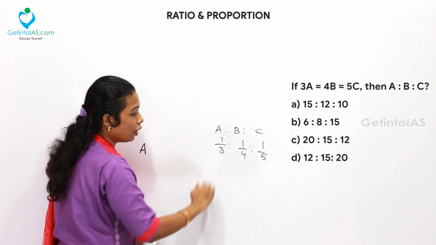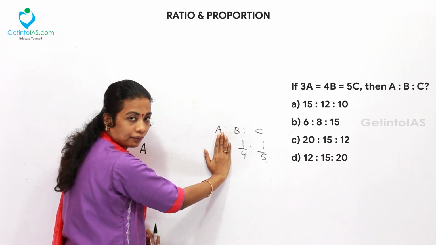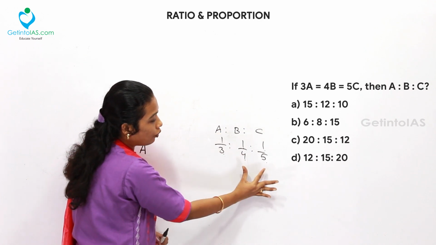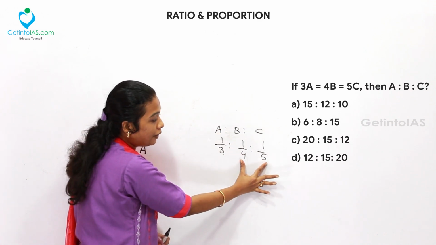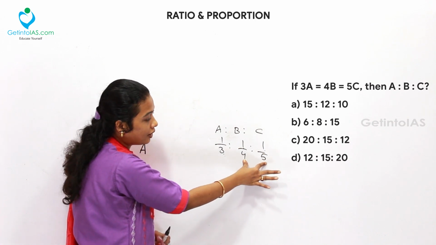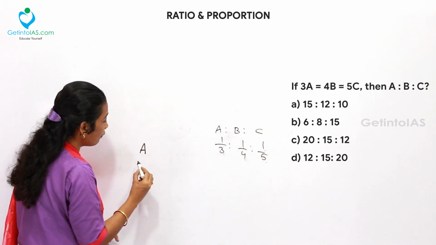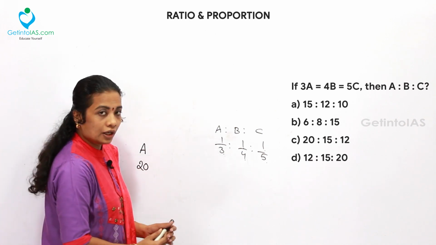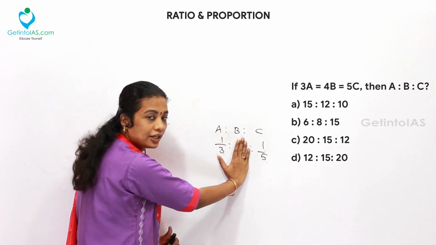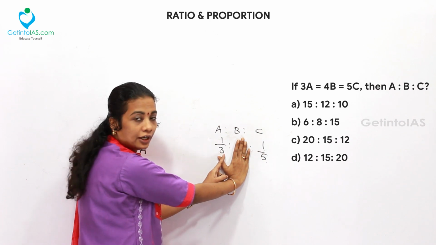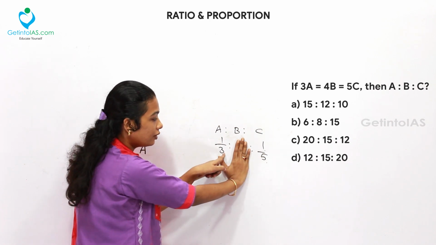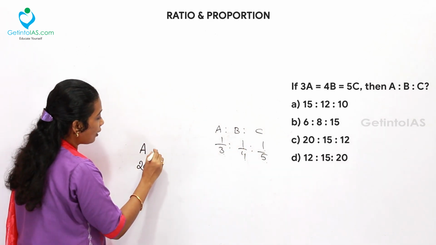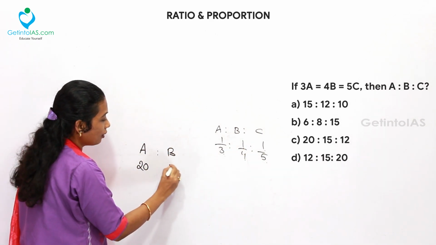For A, you want to hide the value for A and look at the values for B and C. It is 4 and 5. Simply multiply the denominators, that is 4 into 5, and write down the value as A. A is equal to 20. For B, you want to hide B's value and take the denominators of A and C together. 3 into 5, which is going to be 15. So simply write down B is 15.